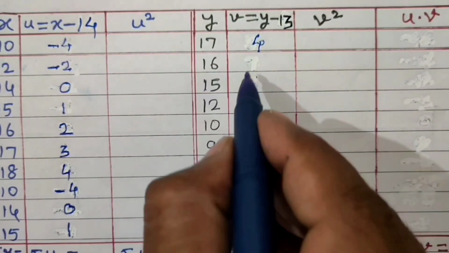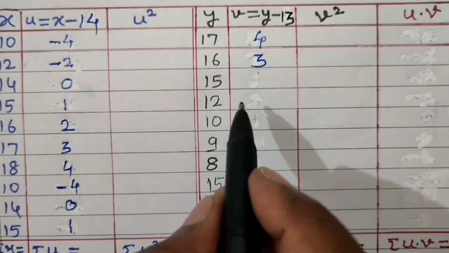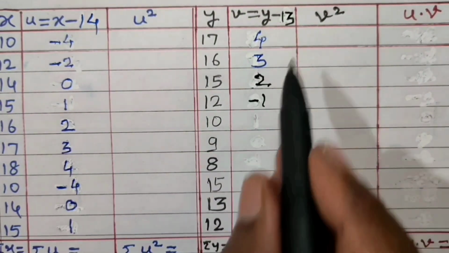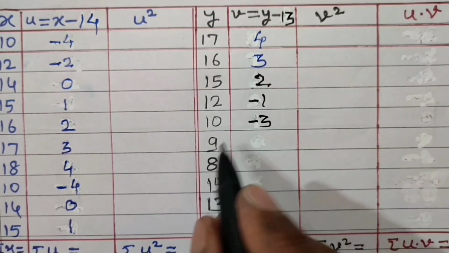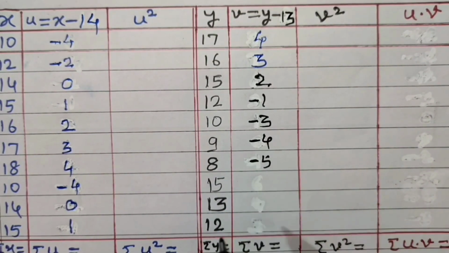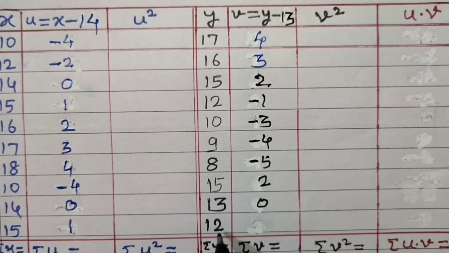16 minus 13 is 3. 15 minus 13 is 2. 12 minus 13 is minus 1. 10 minus 13 is minus 3. 9 minus 13 is minus 4. 8 minus 13 is minus 5. 15 minus 13 is 2. 13 minus 13 is 0. 12 minus 13 is minus 1.